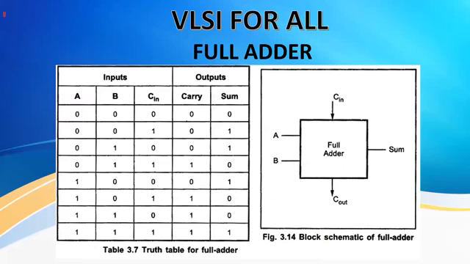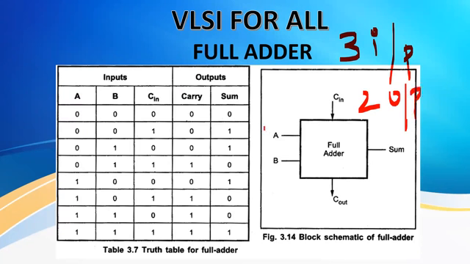Coming to the full adder. In the full adder, we have three inputs, two outputs. What are the three inputs? A, B, and C. These three are the inputs. Sum and carry, these two are the outputs.